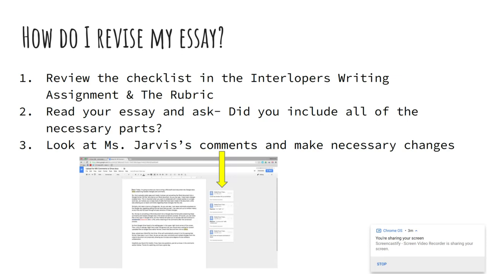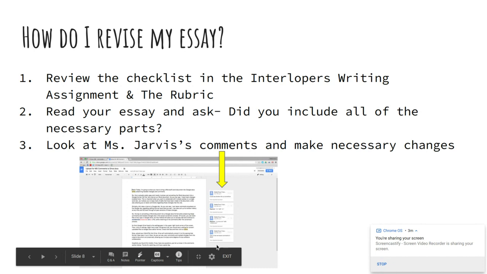So how do you revise your essay? Well, you're going to go back to that checklist that I just talked about, and you can also look at the rubric, which is how I'm going to be grading you. You need to read your essay and ask, did you include all of these necessary parts? Look at any comments that I made for you on the side and try to make the changes that I'm suggesting to you.